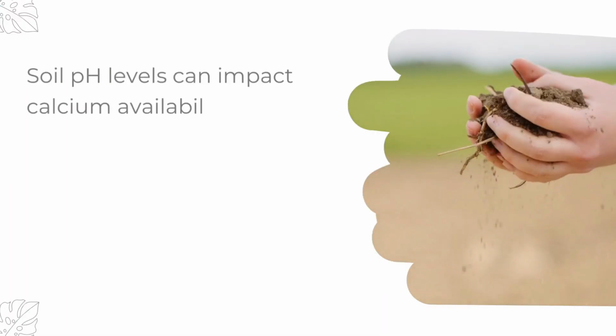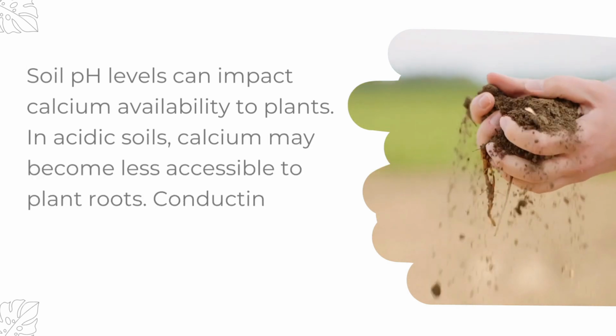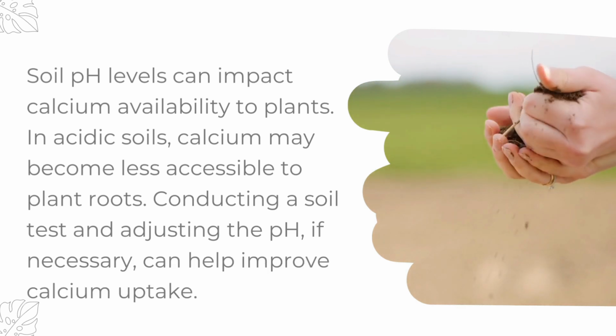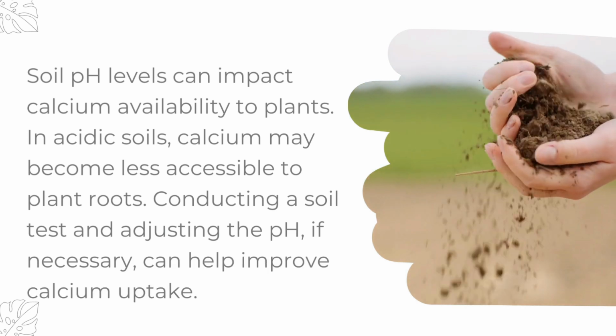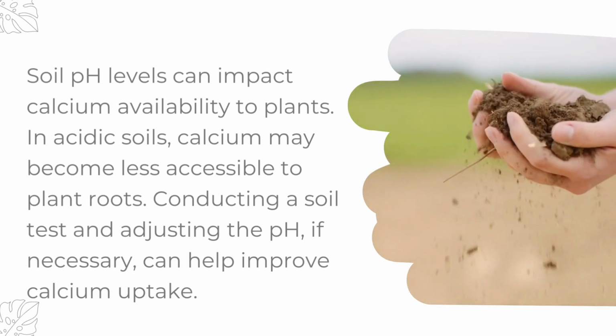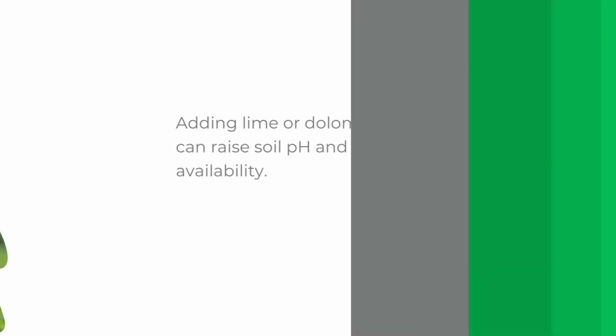Soil pH levels can impact calcium availability to plants. In acidic soils, calcium may become less accessible to plant roots. Conducting a soil test and adjusting the pH, if necessary, can help improve calcium uptake. Adding lime or dolomitic limestone can raise soil pH and increase calcium availability.